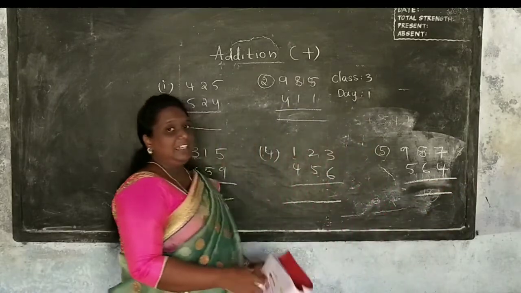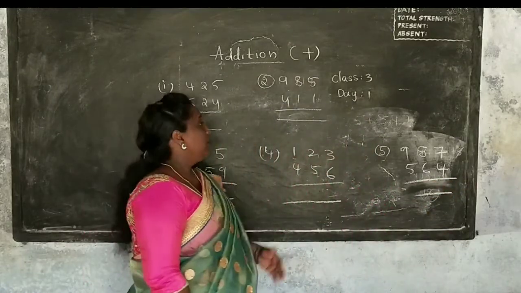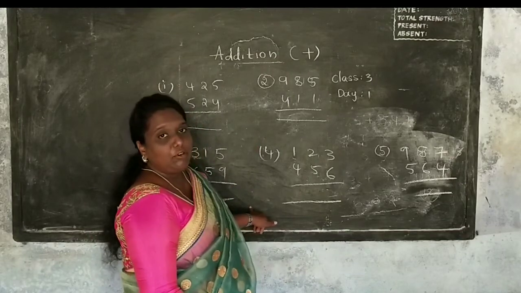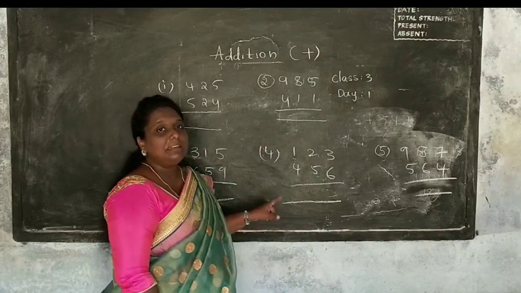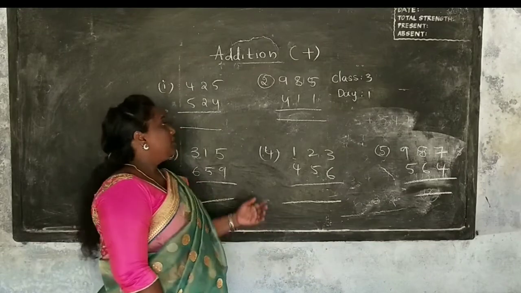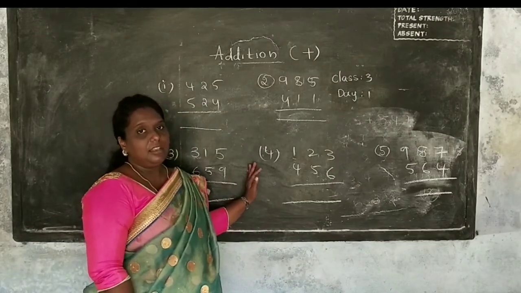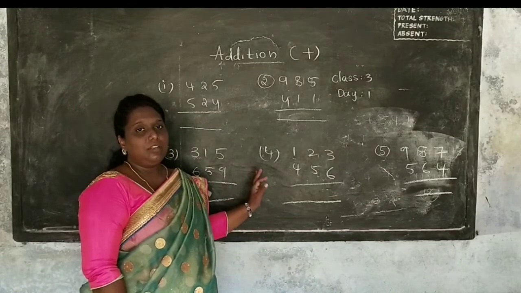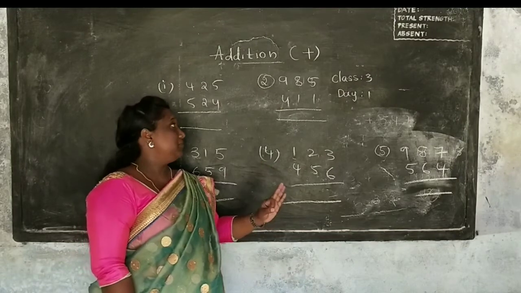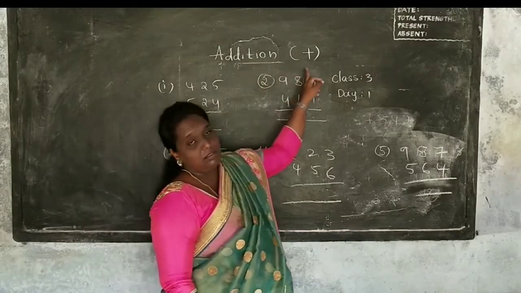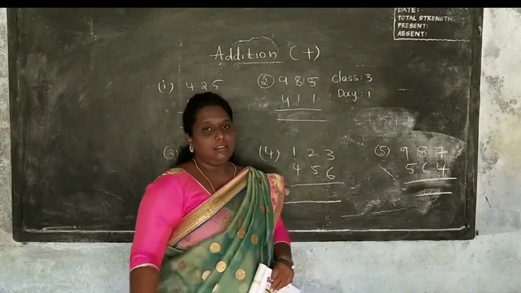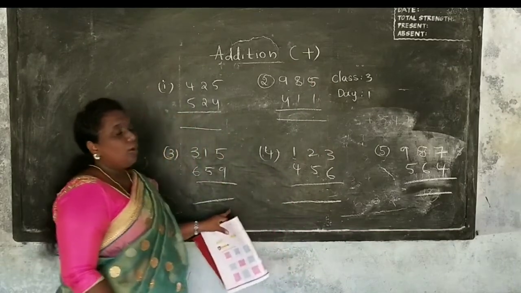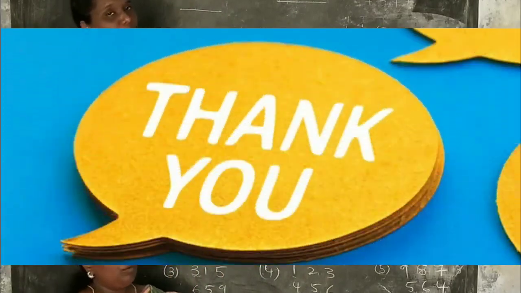Fifth problem. Okay, now children, today's homework is these 5 problems. Do it in your homework book one time. Do you understand the additions? Now in this class you have learned how to add 3-digit numbers. Addition symbol is plus. Okay. So thank you children, and do the homework and send a pic to the WhatsApp number.